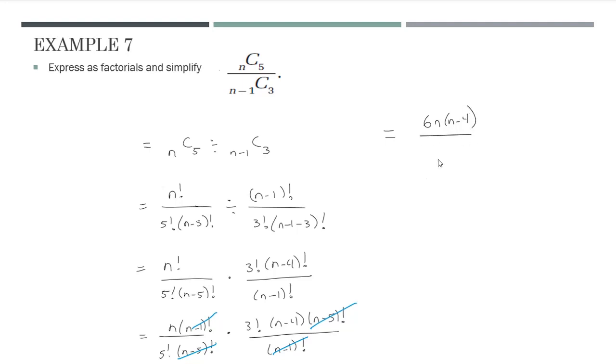Okay, so then my denominator, well, 5 factorial is 120. And 6 divided by 120, so we can simplify that a little bit, and it becomes n times n minus 4 all over 20. It's in factored form. It doesn't specify which way, so we're going to leave it in factored form.